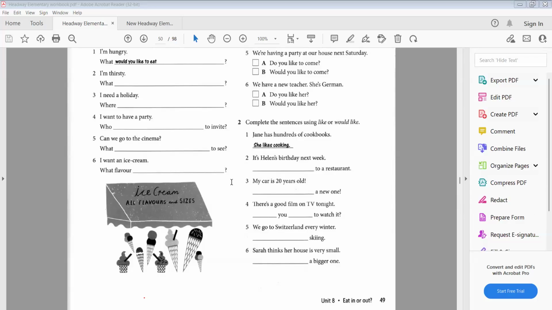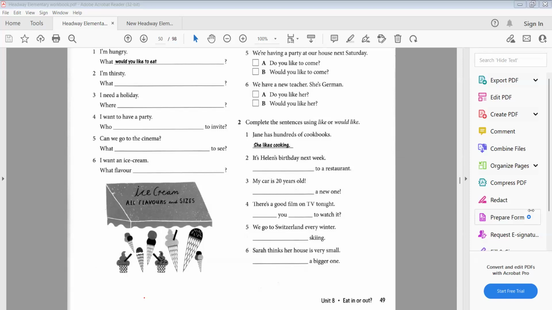So number 2, it's Helen's birthday next week. She would like... Doctor, I feel like there is a lot of answers for question number 2. Yes, exactly. What I've answered is, we would like going to a restaurant, and we may just complete the sentence with to celebrate it, you know? Okay, the rest of the sentence is fine.